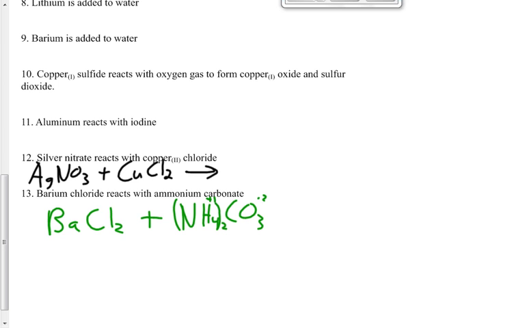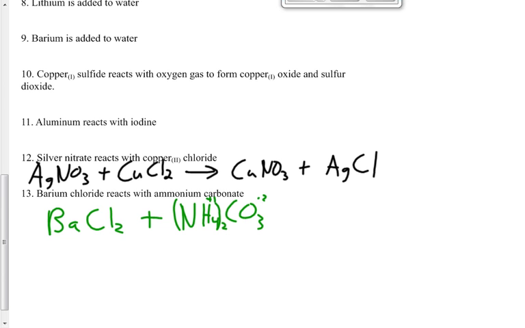Double replacements, 2 ionic compounds. So we swap the metals, and we're going to end up with copper with nitrate, silver with chlorine. These are both ionic compounds, so what do I have to do with them? Drop and swap and check them to make sure they're okay.